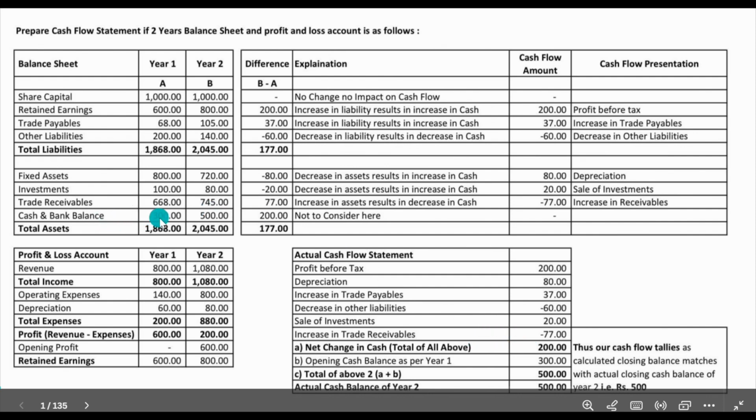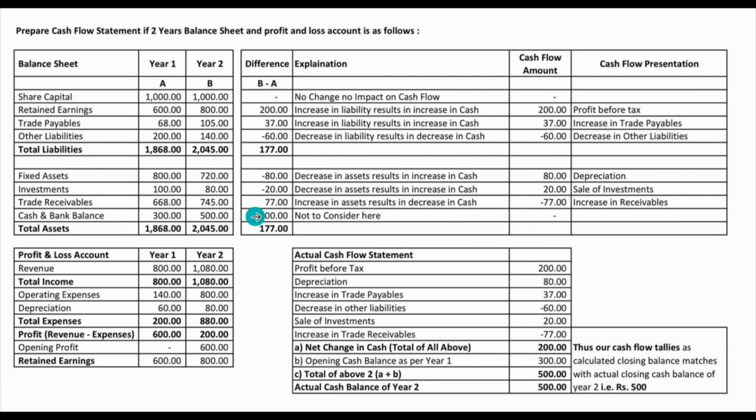Cash and bank balance is 300 of year 1 and 500 of year 2. So the total difference is 200. So not to consider here. We will consider it at a later stage.